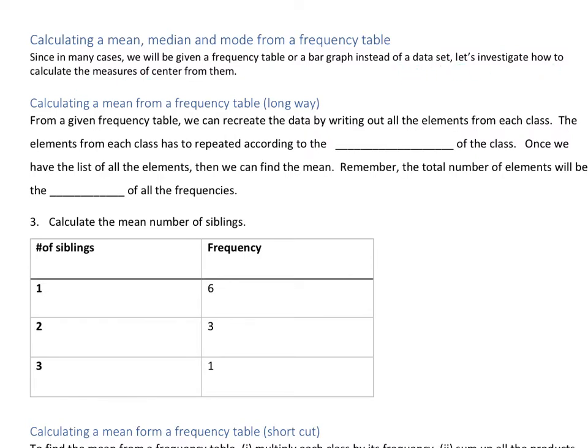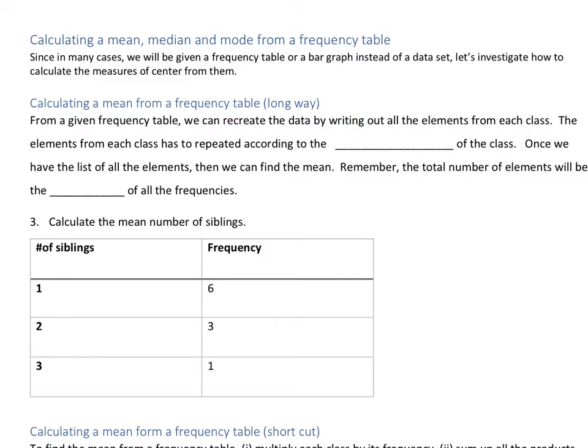So in that case, how do I find the median or mean and then the mode? Let's look at the first one, calculating the mean from the frequency table. It's a long way. From a given frequency table, we can recreate the data by writing all the elements from each class. So you can literally rewrite the whole data set from a frequency table.